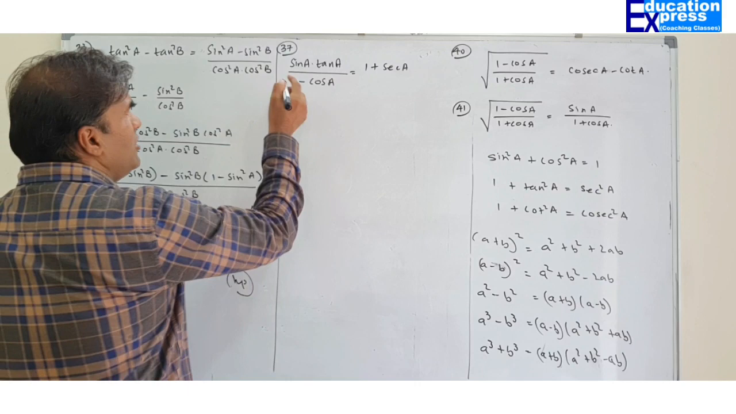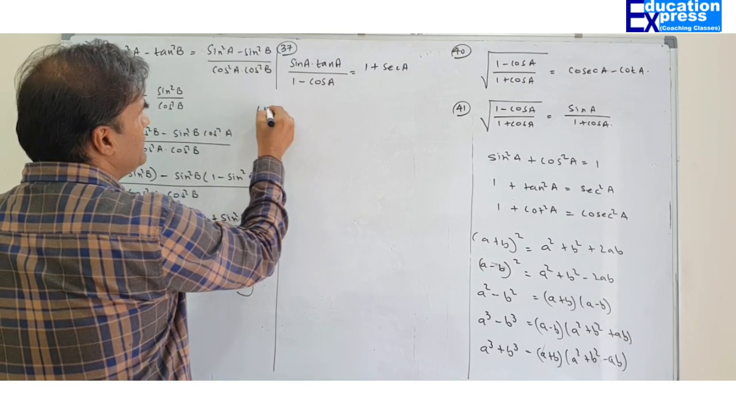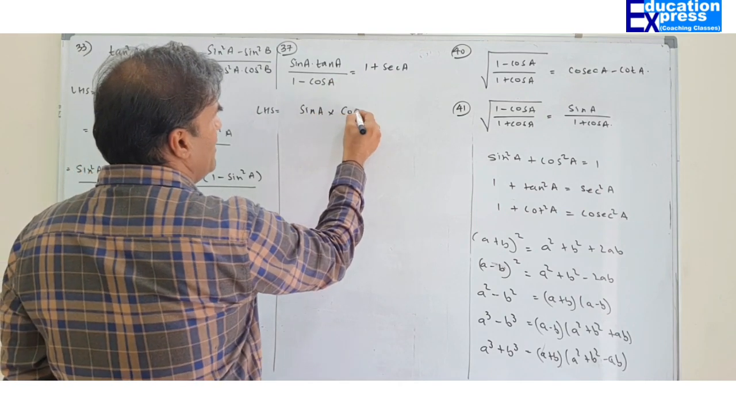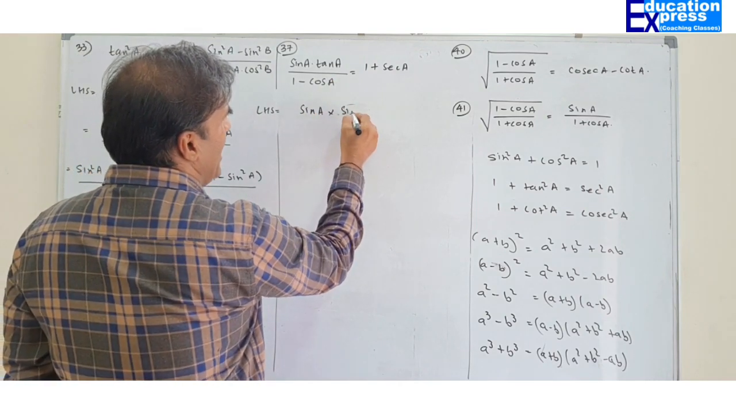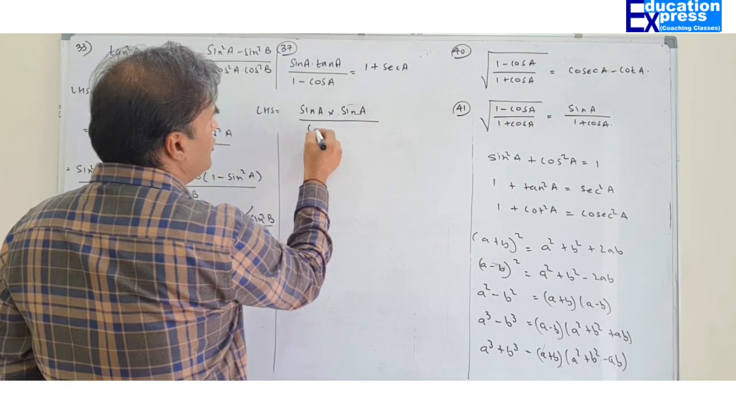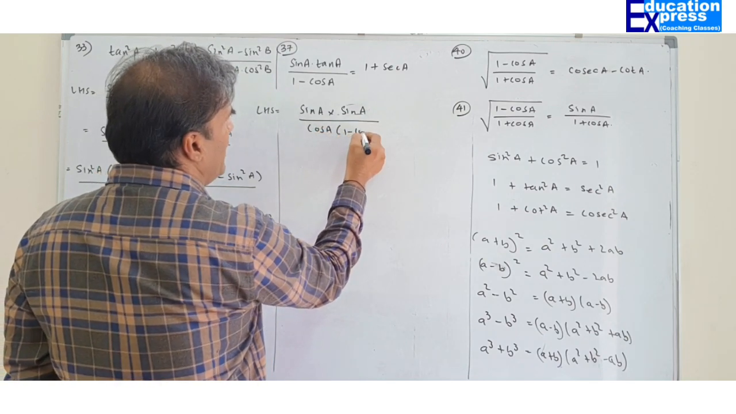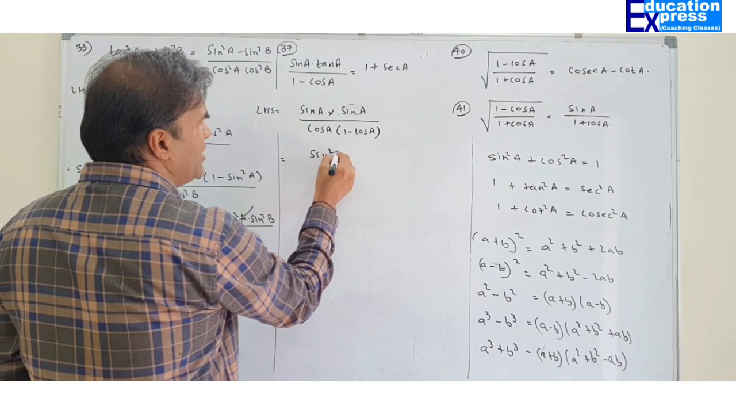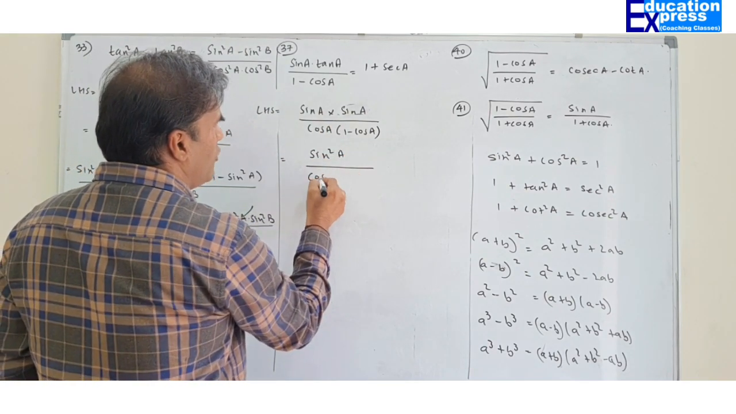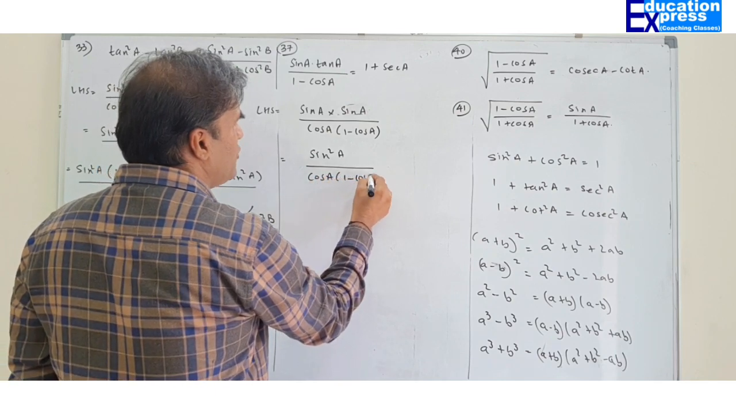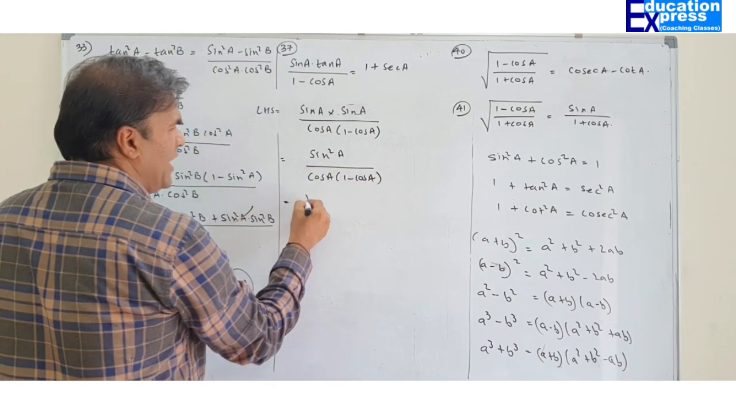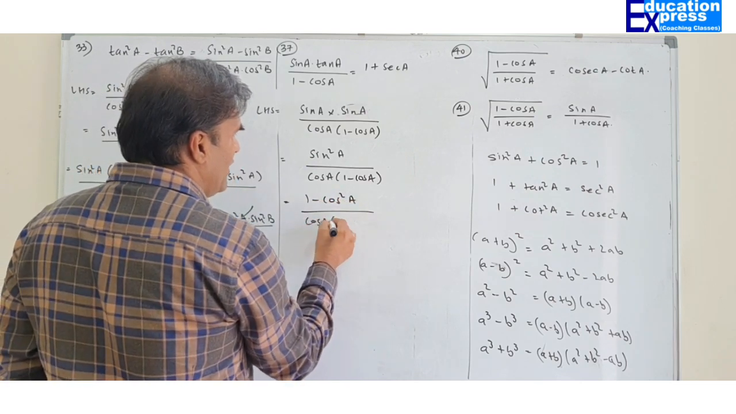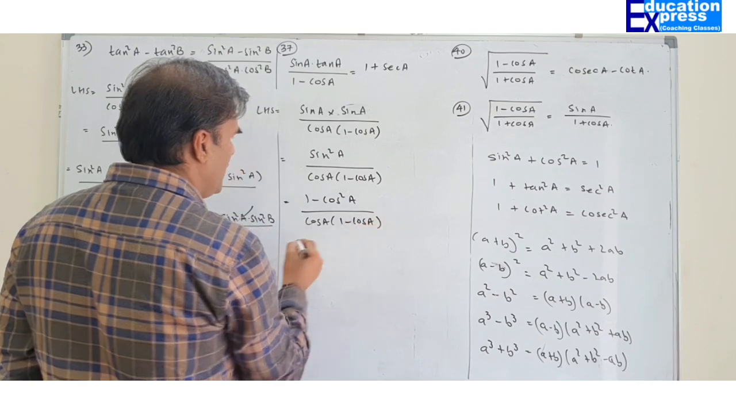Move on to question number 37. Start with LHS. Sin A. What about tan A? It can be written as sin A upon cos A. And we already have 1 minus cos A over here. So sin into sin, sin²A upon cos A, 1 minus cos A. We all know sin²A can be written as 1 minus cos²A upon cos A into 1 minus cos A.